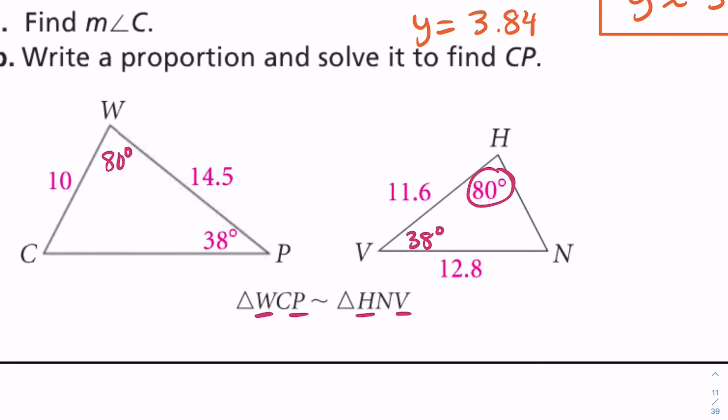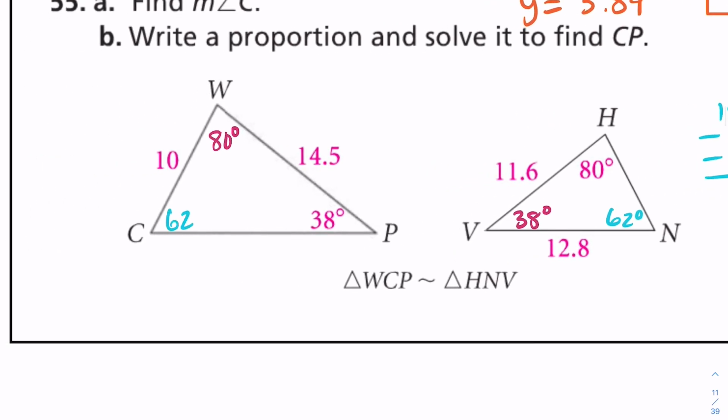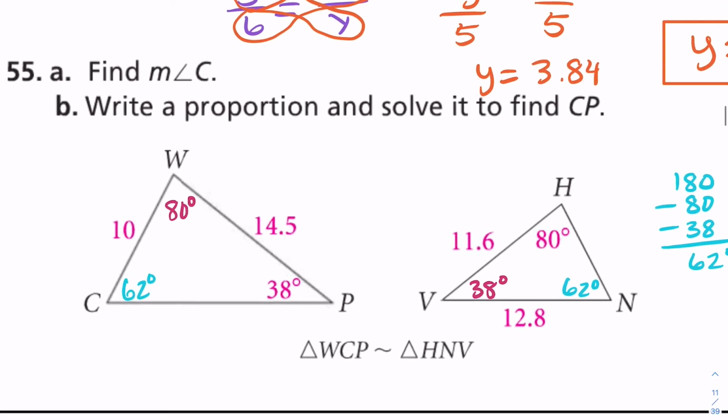So now that I have 80 and 38 in both of my triangles, I can actually do 180, take away 80, which is 100, take away 38, which is going to be 62 degrees. So I get 62 degrees for N, but I also get 62 degrees for C, because N and C have to be the same thing. So 62 and 38 is, yep, 100, 180, good. So what's the measure of angle C? The measure of angle C equals 68 degrees.